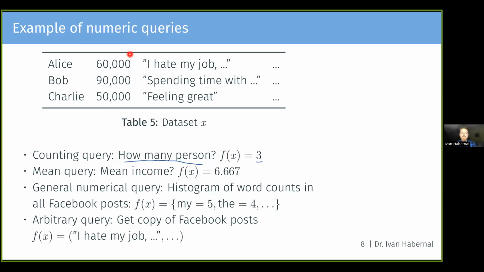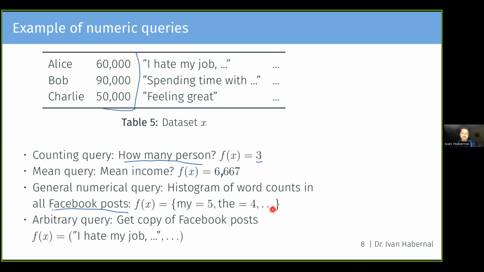Mean query could be, what is the mean income here? So the mean would be roughly, well, 60,000 and something. So there's a typo here. But this is more interesting, a general numerical query. So maybe we're asking for a histogram of word count. So this is something where we come a little bit to NLP now. And we want to take all these texts, all these Facebook posts, and just get a histogram of words. So building vocabulary and their frequencies. So this is also a numerical query where we want to output this dictionary sort of.